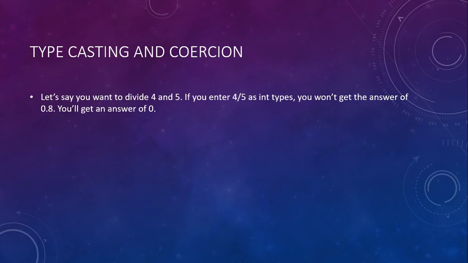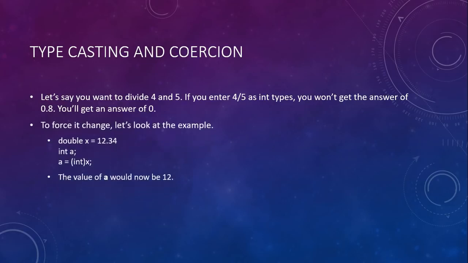Right? And this ties back to that integer example I gave earlier, with int variable equals 2.99. Same kind of thing goes on here. So to force it to change, let's look at this example. Double x equals 12.34. Int a is equal to (int) x. The value of a would now be 12. What this does, by putting this in parentheses before my value, is what's called coercion. It forces the program to change the decimal value to an integer value.